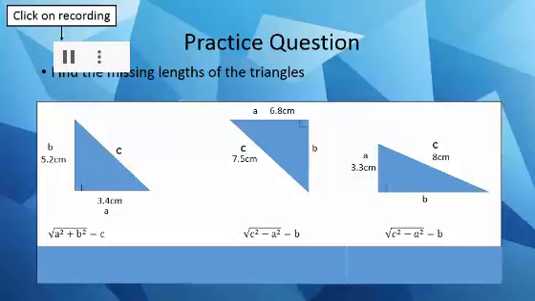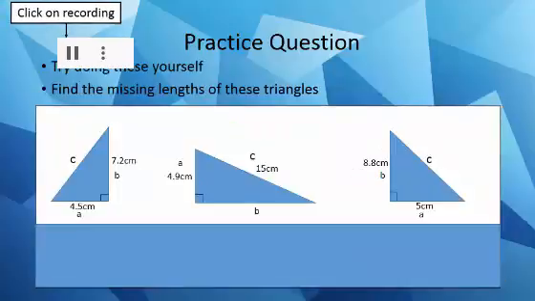And finally, for the last question, we have 3.3 centimeters for A and 8 centimeters for C. We've also been asked to work out B for this, and to do this, it's simply just 8 squared minus 3.3 squared, square root that, and that should give you an answer of 7.2 centimeters. As you can see, 8 centimeters is bigger than 7.2 or 3.3, so that's how you can tell that you've done it right.